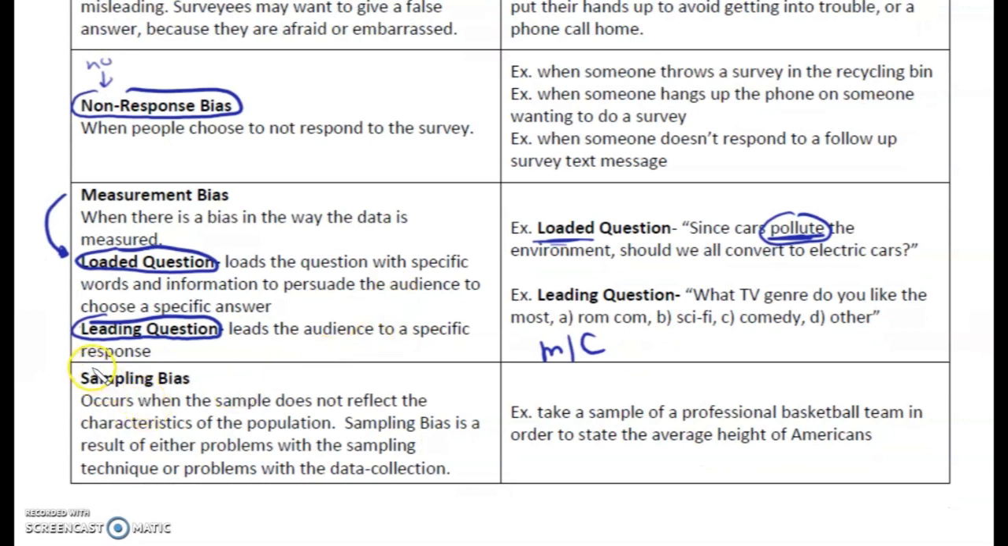Okay, and the last one we're going to be studying is sampling bias. This occurs when the actual sample itself doesn't reflect the characteristics of the population. So it's not a well-balanced sample. This results from either problems with the sampling technique or problems with the data collection itself. An example of this is if you sampled a professional basketball team in order to state the average height of Americans. Well, that's an issue because they're likely going to be taller. It's not going to be representative of everyone in America.